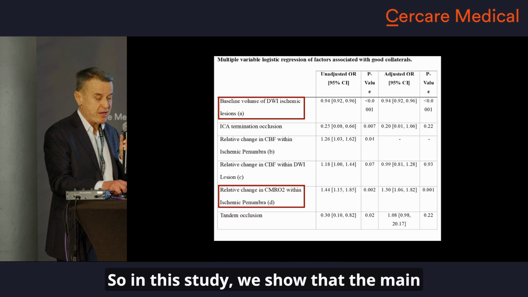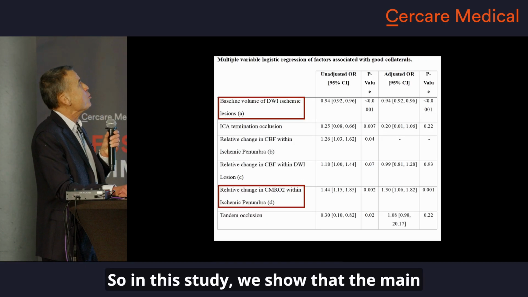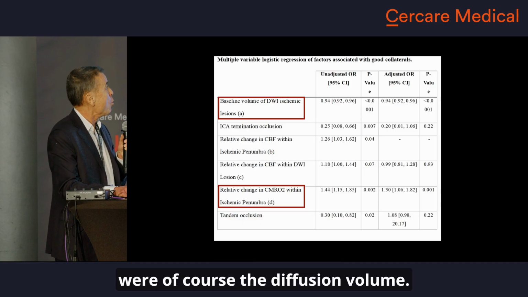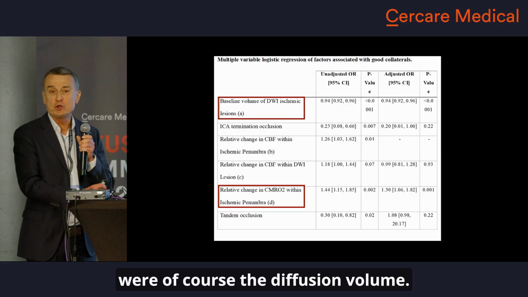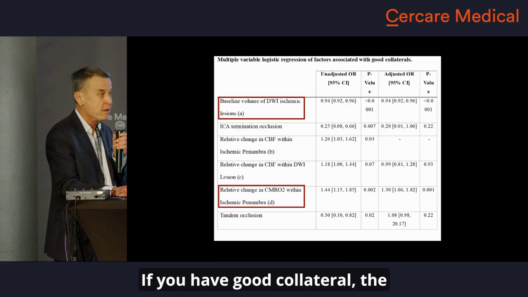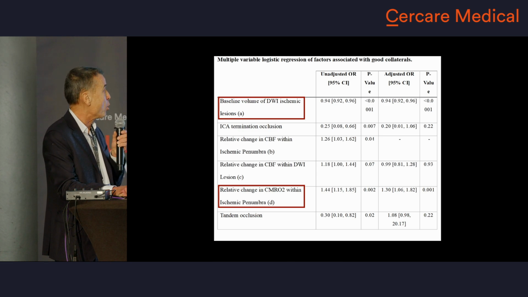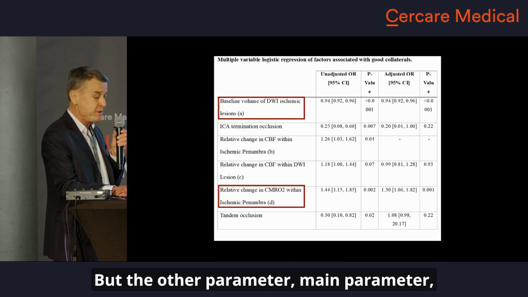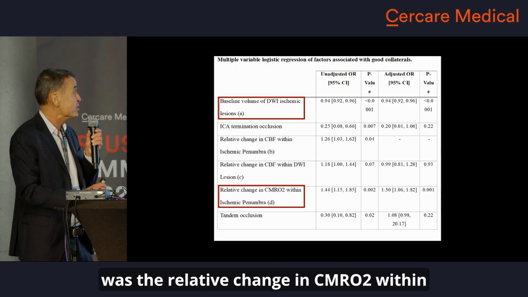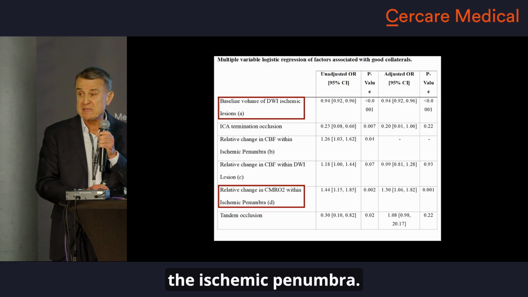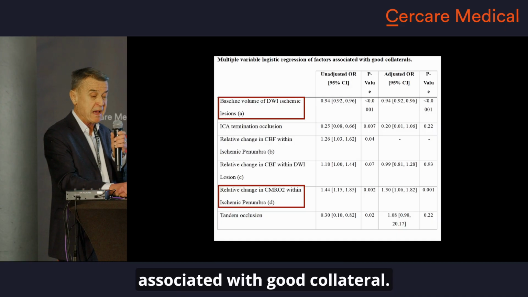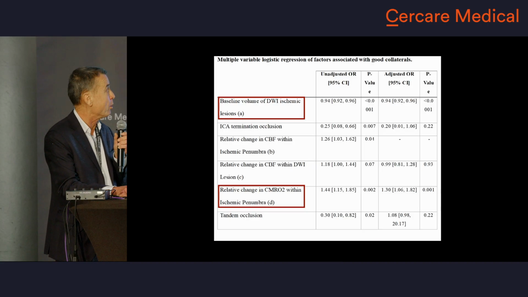In this study, we show that the main factor associated with good collaterals was, of course, the diffusion volume. If you have good collaterals, the diffusion volume is small. But the other main parameter was the relative change in CMRO₂ within the ischemic penumbra. And these were the two main parameters associated with good collaterals.